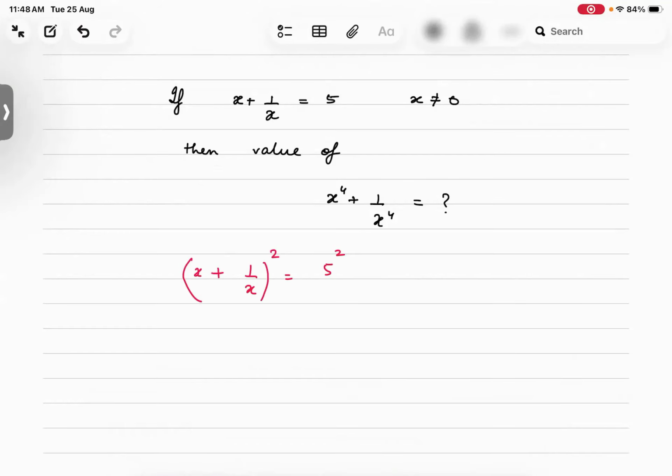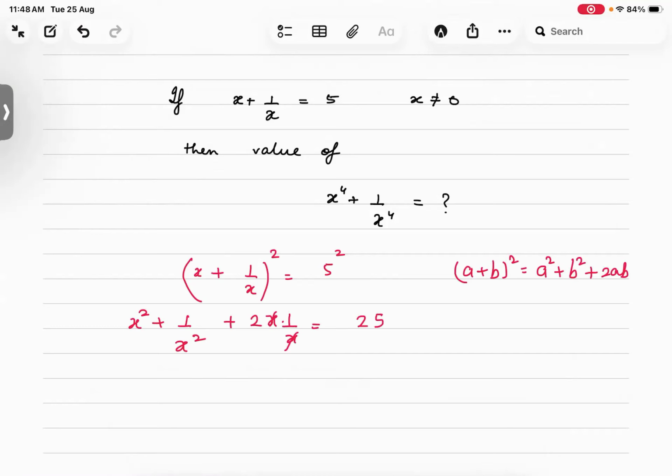Now on the left hand side, we will apply the identity of (a plus b) whole square. What is the (a plus b) whole square identity? If you remember, it is a squared plus b squared plus 2ab. Correct? If you apply this identity over here, you will get x squared plus 1 by x squared plus 2 times x times 1 by x is equal to 25. 5 squared is 25. This x and x get cancelled. We are left with x squared plus 1 by x squared plus 2 equals 25.